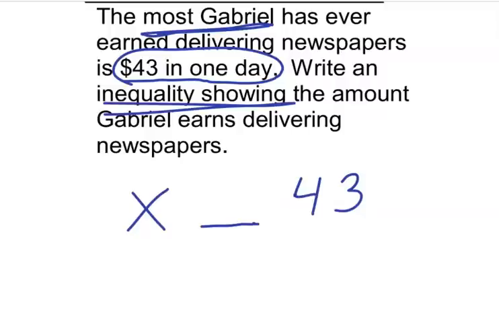And then I know that it's the most he's ever earned. So has he ever earned $44? No. Has he possibly earned $42, $41, $40, or maybe even just $5? Yeah, so he's earned less than 43. So x is going to be less than or equal to 43. So that's our inequality. x is less than or equal to 43. That's how much Gabriel earns each day delivering newspapers.